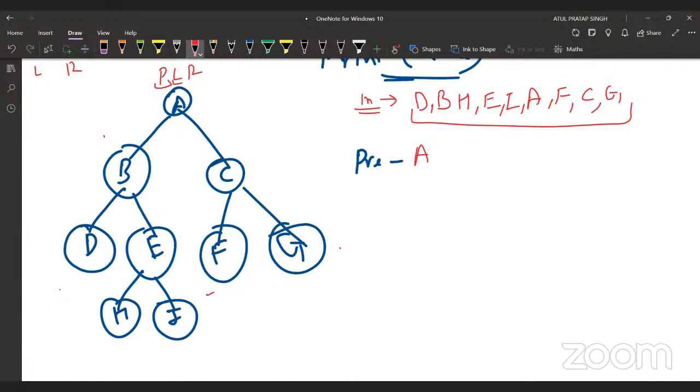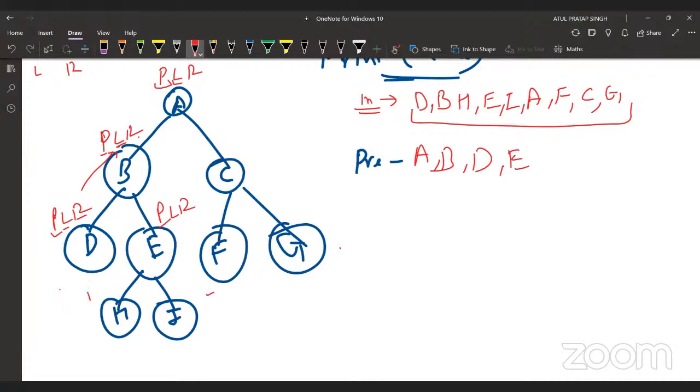We will move to the left child if it is available. So P, L, R. Same thing, B will be printed here. Now left, P, L, R. Now D will be printed. Now there is no left and no right, then we will move back. Now the right part is there. So P, L, R. E is printed.